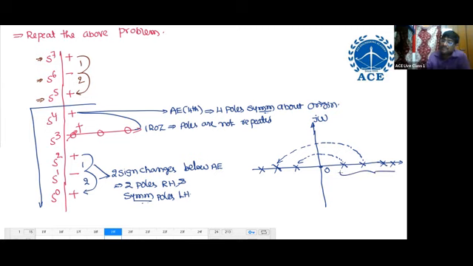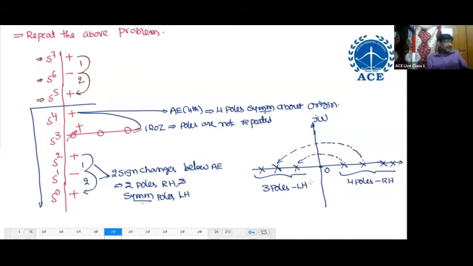So the answer is what? 4 poles right, 3 poles left. That's all. Like this, you have to identify the number of poles in the right, left, and on the imaginary axis.